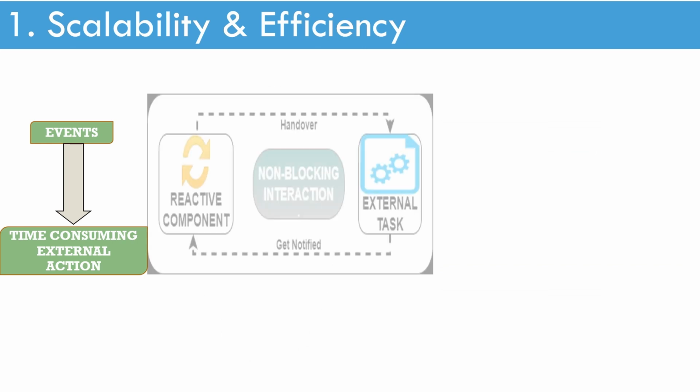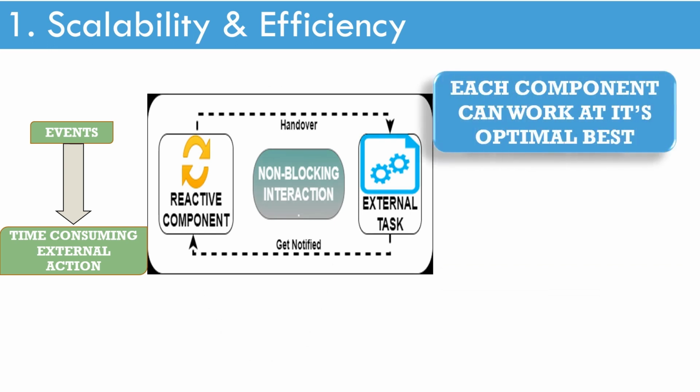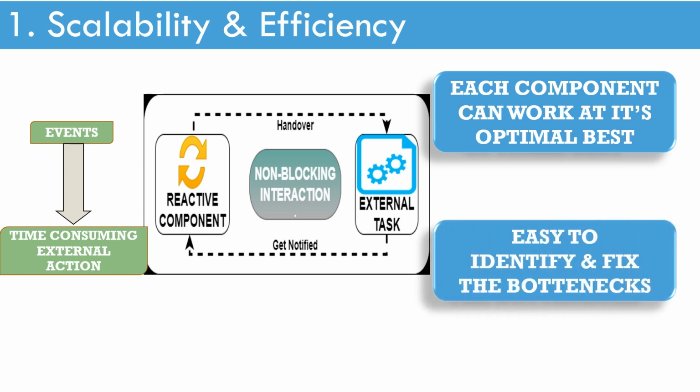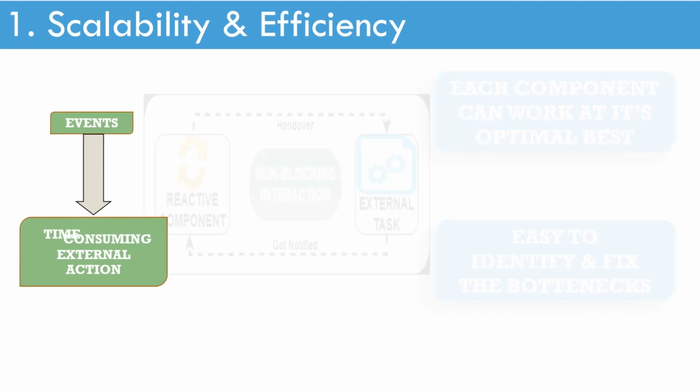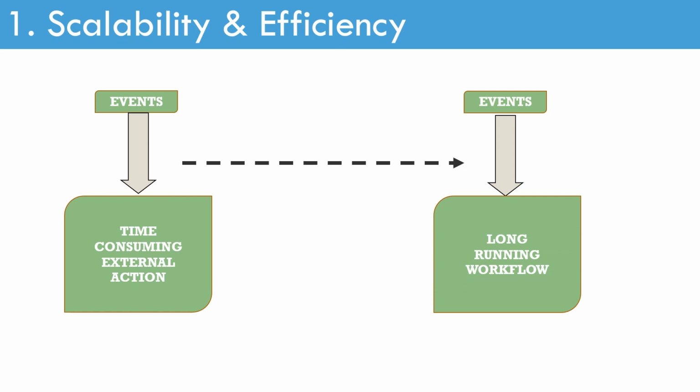By using non-blocking asynchronous calls for the external tasks, we can ensure the components do not waste any time for the delays or inefficiency of its dependent components. The efficiency of each component is its own, i.e., each component can work at its optimal best. If we remember, we wasted zero time of our own on getting our pizza ready. Secondly, it also helps us clearly identify the components creating the bottlenecks and fix them by scaling them or with other appropriate solutions.